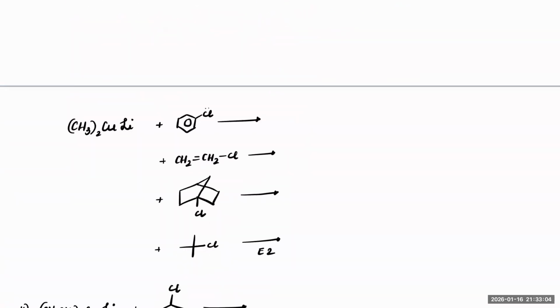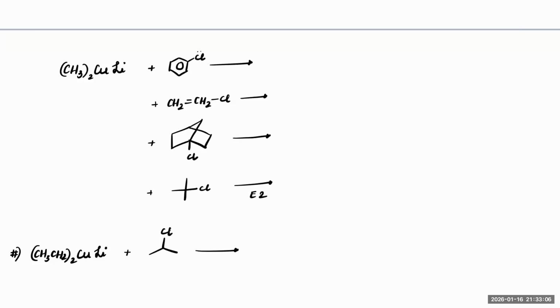Clear? Like this. Now, if you take this Gilman's reagent and try to react with halobenzene, vinyl chloride, or a bridgehead chloride or a tertiary chloride, in such cases you will not find any reaction. No reaction here, no reaction here, no reaction here. Here the reaction will take place, but it will end up getting 2 moles of methane plus alkene. You will end up getting 2 moles of alkene. This is called E2 elimination.